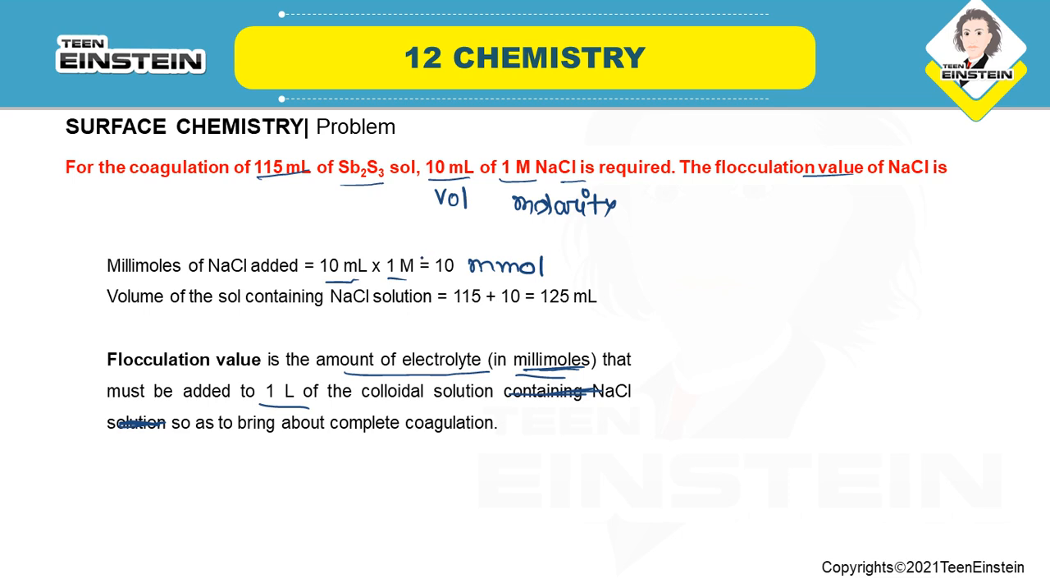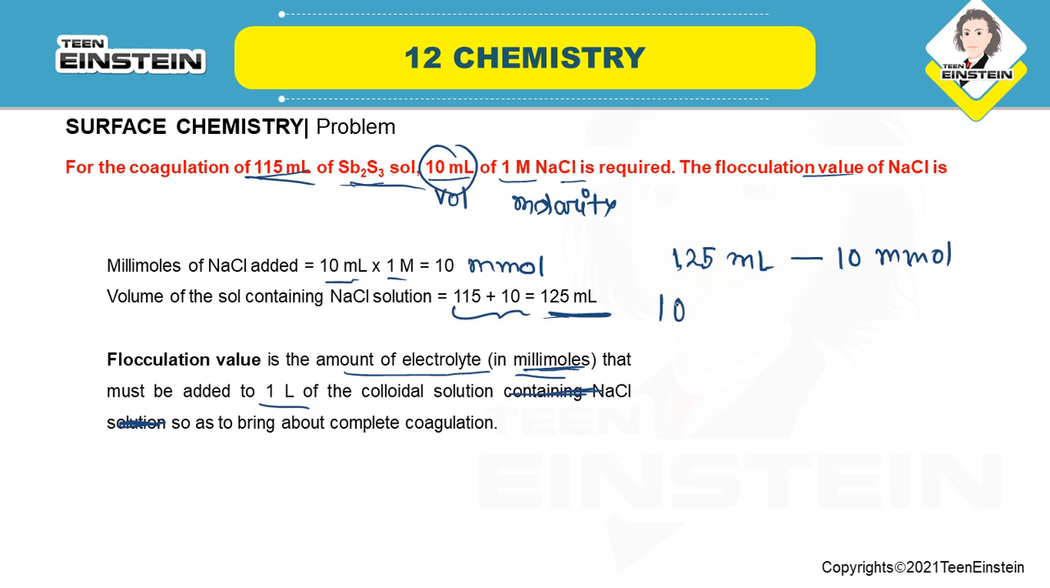Next, we have to find the total volume, because there is 115 ml of colloid, but you are also adding 10 ml, so you have to consider this. So as a whole, the final volume is 125 ml. So 125 ml is basically carrying 10 millimoles of NaCl.